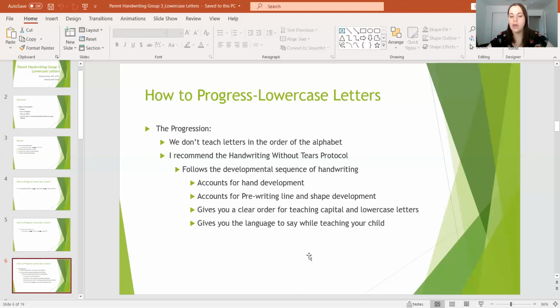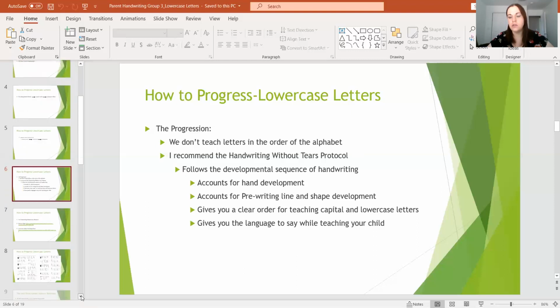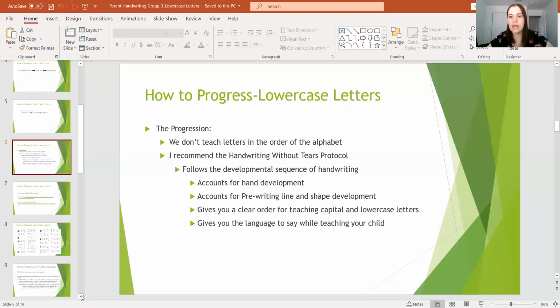And they account for hand development, the pre-writing gives you a clear order, and the language is awesome with the Handwriting Without Tears, Learning Without Tears program. They essentially teach you exactly what to say so that the kiddos are hearing the same language every single time, and therefore it's easier for them to remember.